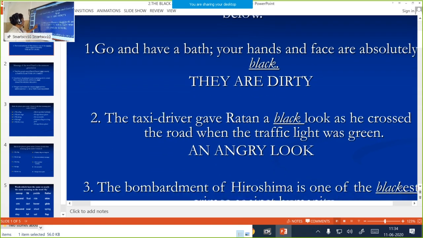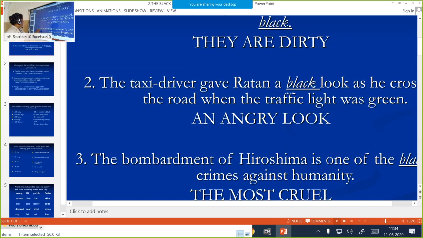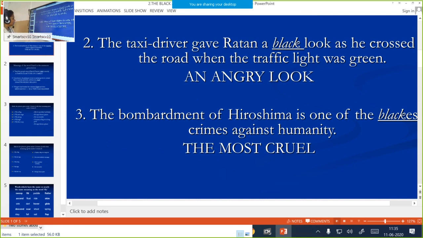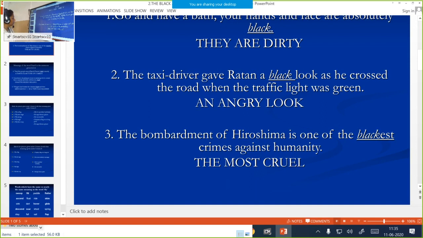So the next sentence. The taxi driver gave Ratan a black look as he crossed the road when the traffic light was green. What does the word black mean in this context? Gave him an angry look. The next one. The bombardment of Hiroshima is one of the blackest crimes against humanity. There also blackest denotes the most cruel or something which is not at all appreciable.